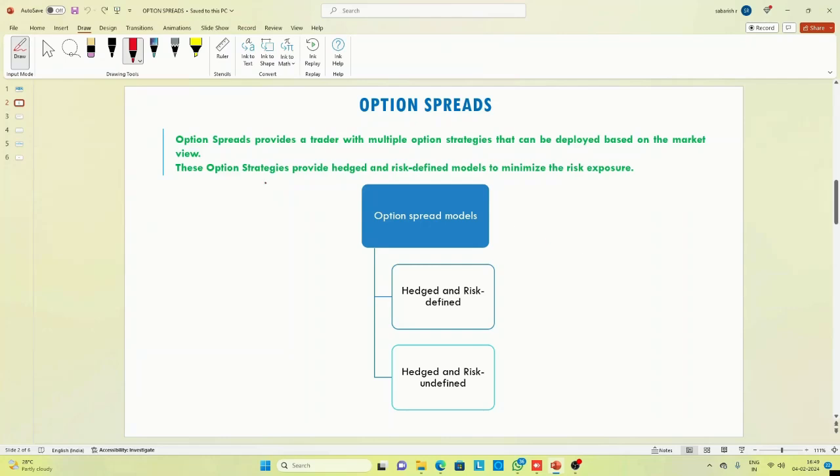Now let's look at the option spreads. Option spreads provides a trader with multiple option strategies that can be deployed based on the market view, right? And these option strategies provide both hedged and risk-defined models to minimize the overall risk exposure. So we have two different option spread models. One is hedged and risk defined, and the second one is hedged and risk undefined.